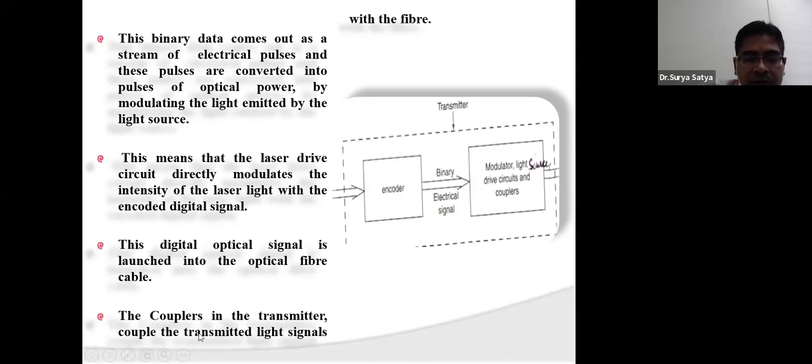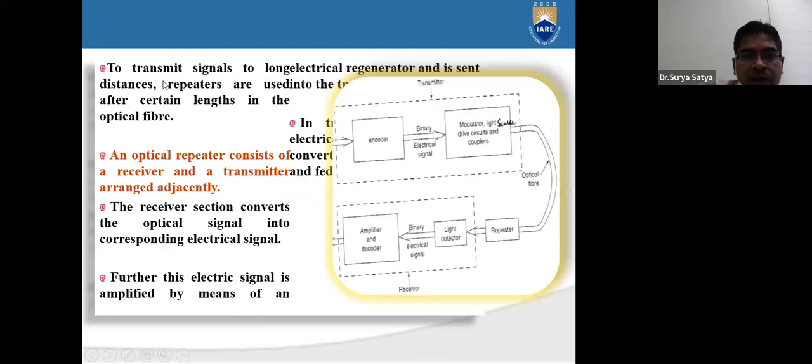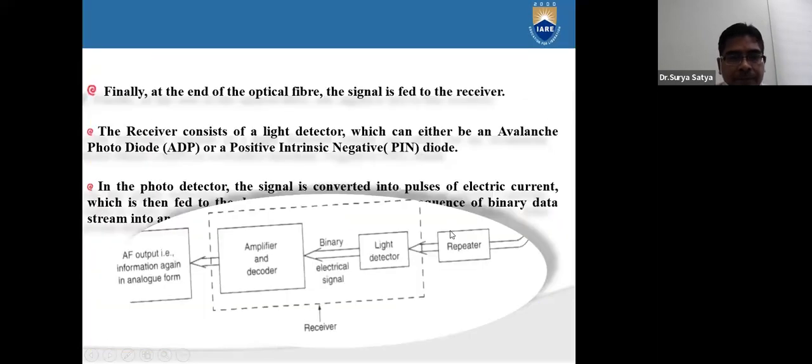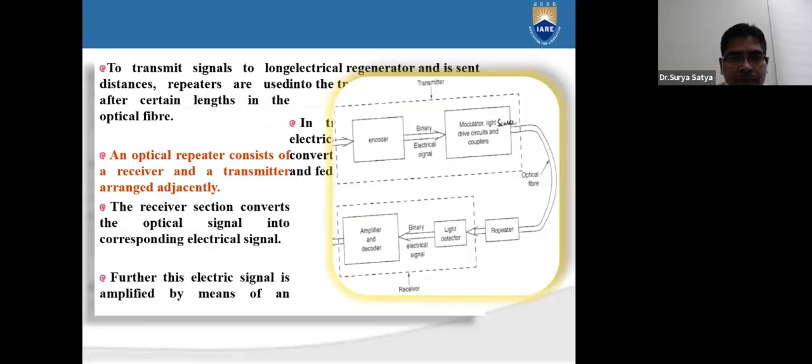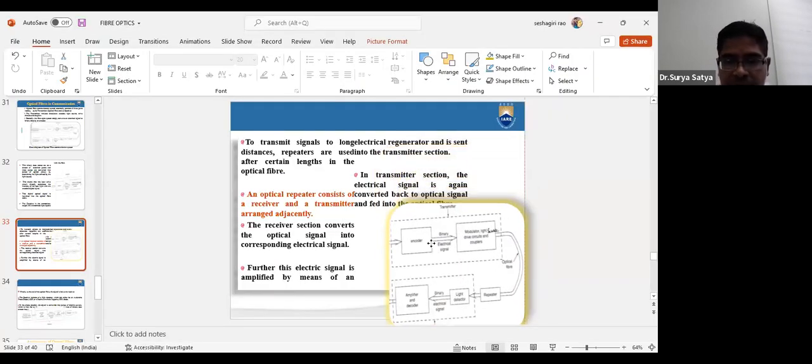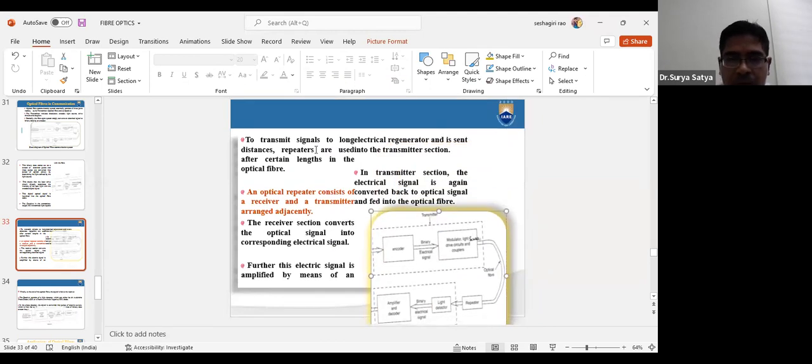The couplers in the transmitter couple the transmitted light signals so as to transmit signals over long distances. What does this point mean? If you take one direction, to transmit the signals from here to here, the signals get attenuated, so repeaters are used in the transmitter section after certain lengths of the optical fiber.